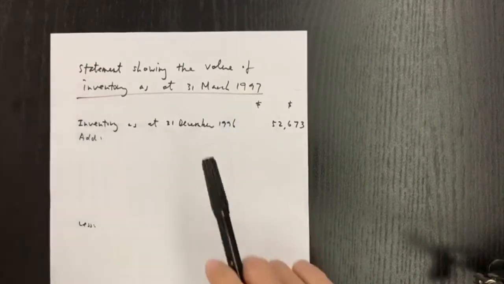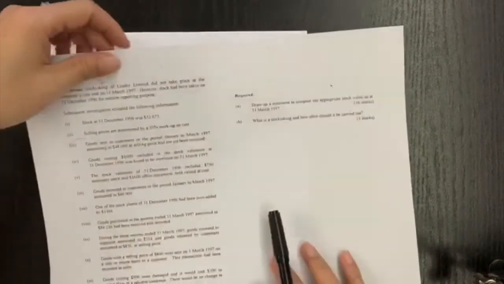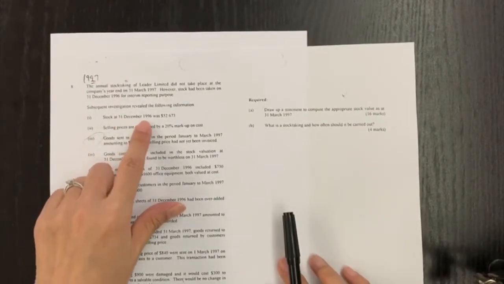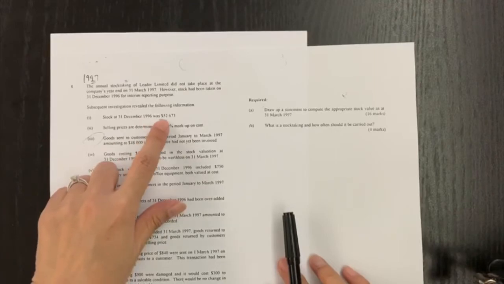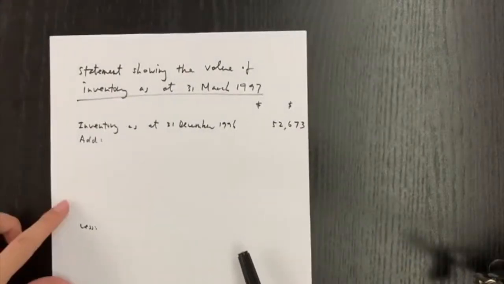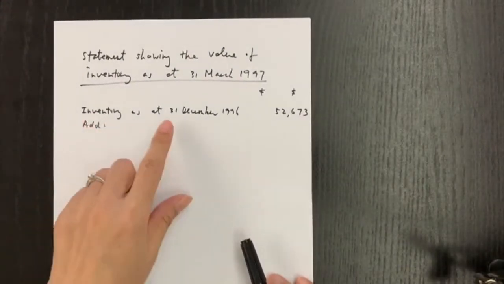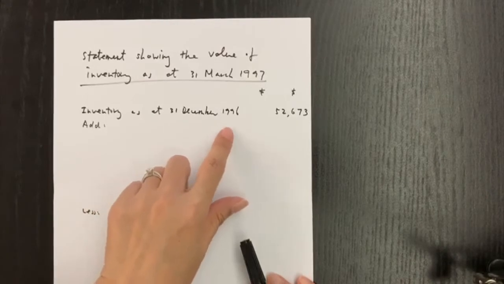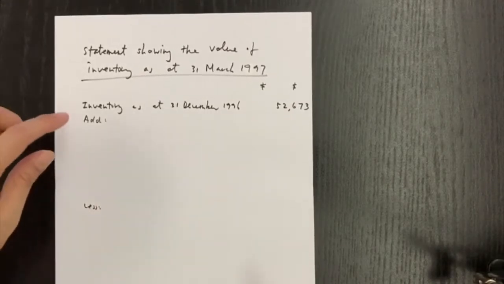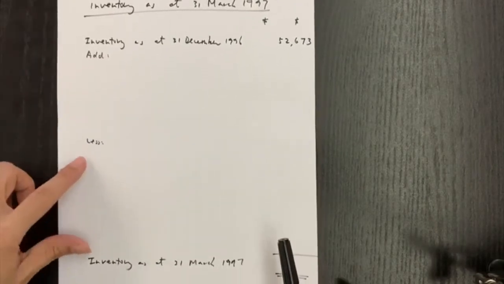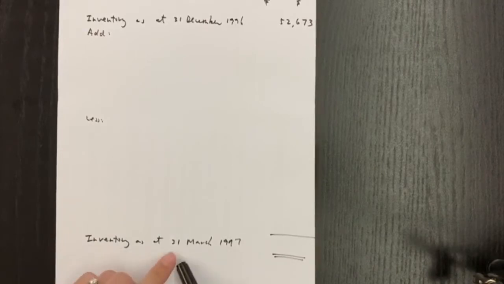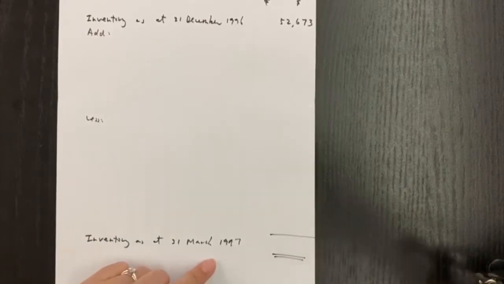So here is my statement showing the value of inventory as at the date mentioned in the question. In part 1, we are given the inventory as at 31st December 1996, which was 52,673. I start with this figure, add something and minus something, to work out the inventory as at 31st March 1997.